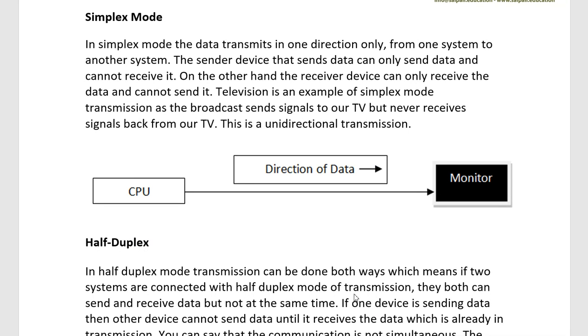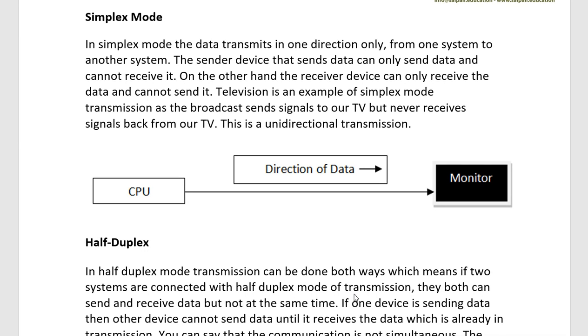First, simplex mode. In simplex mode, the data transmits in one direction only, from one system to another system. The sender device that sends data can only send data and cannot receive it. On the other hand, the receiver device can only receive the data and cannot send it. Television is an example of simplex mode.